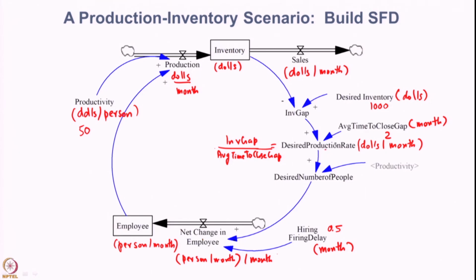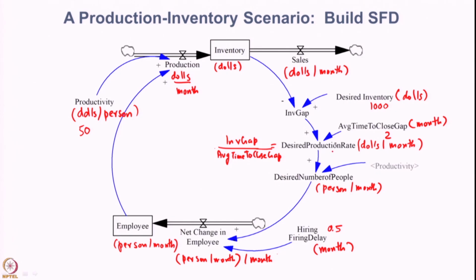I know how much production rate we want. We already know the desired production rate, and if we divide that by the productivity, we are going to get the desired number of people, which will be in units of person per month. So, desired production rate, which is in dolls per month, gets converted into person per month through this productivity variable. Since we know each person is going to make 50, the desired number of people can be easily estimated based on the desired production rate.